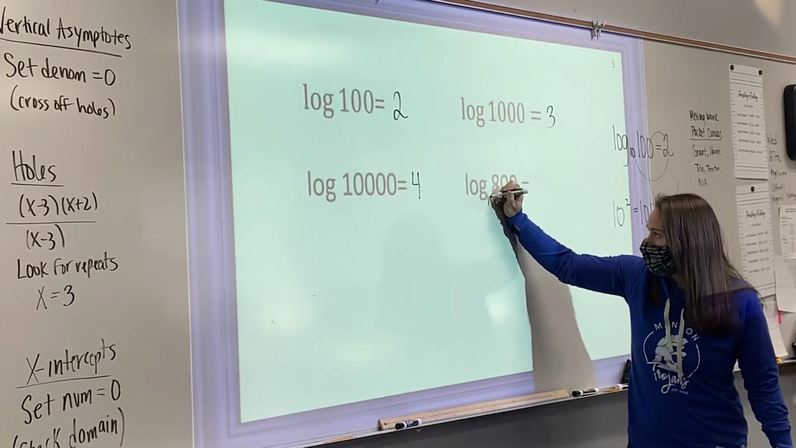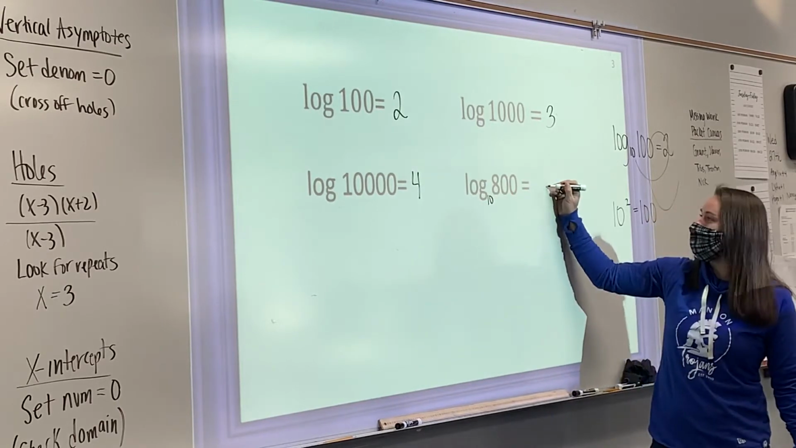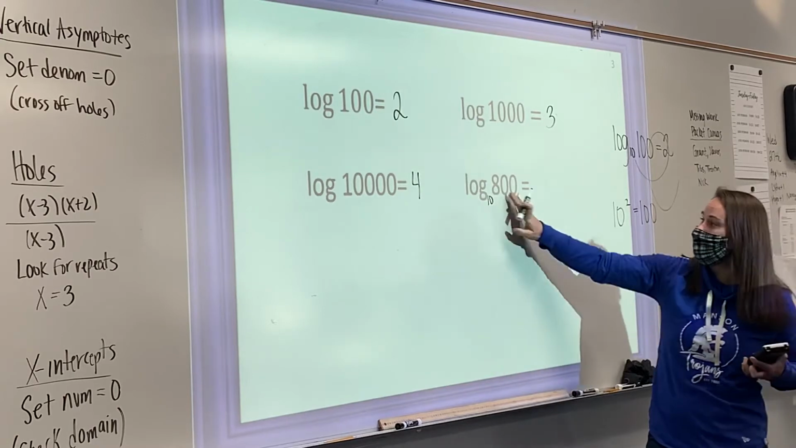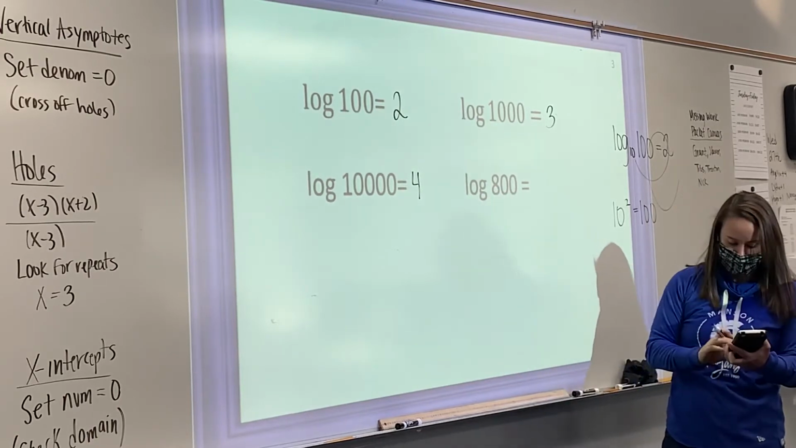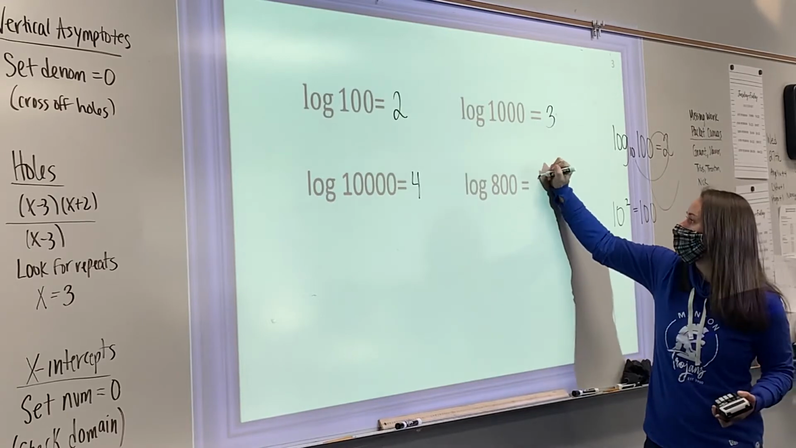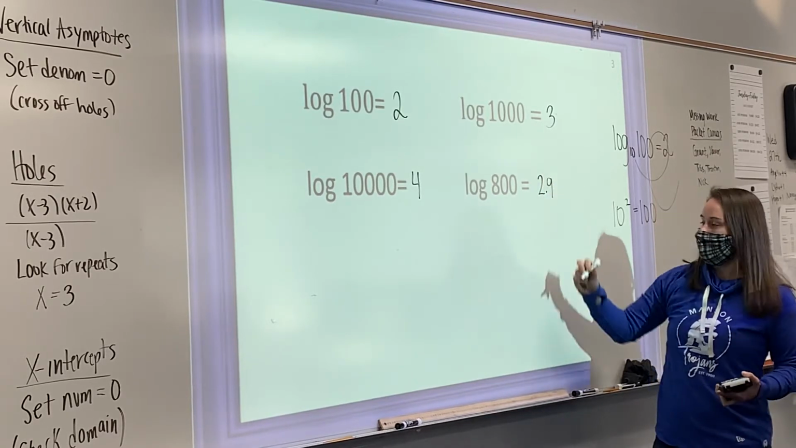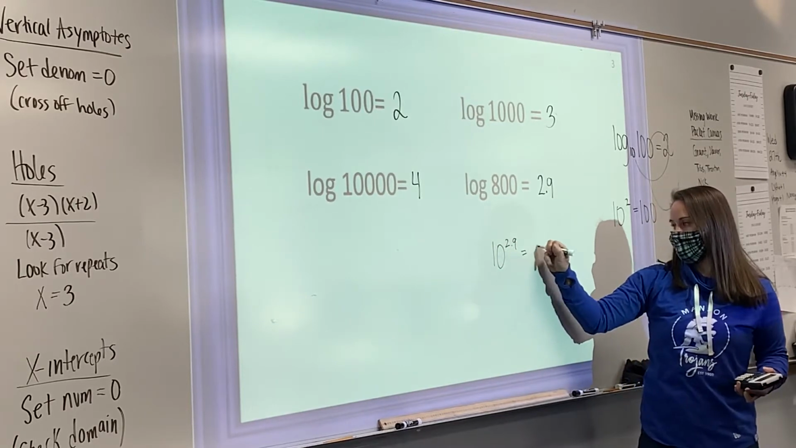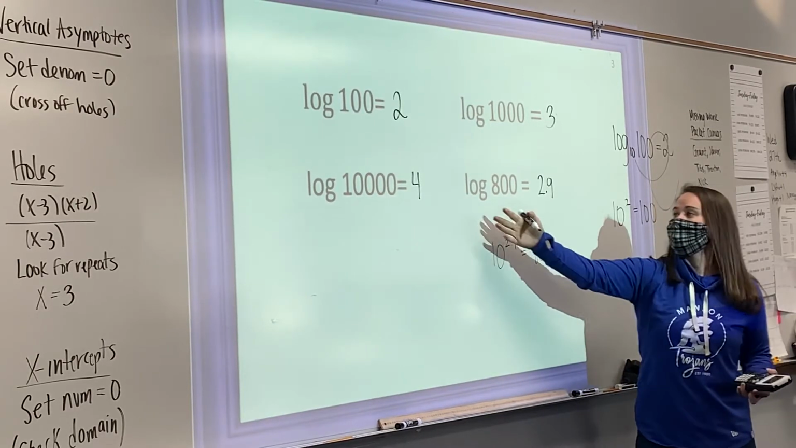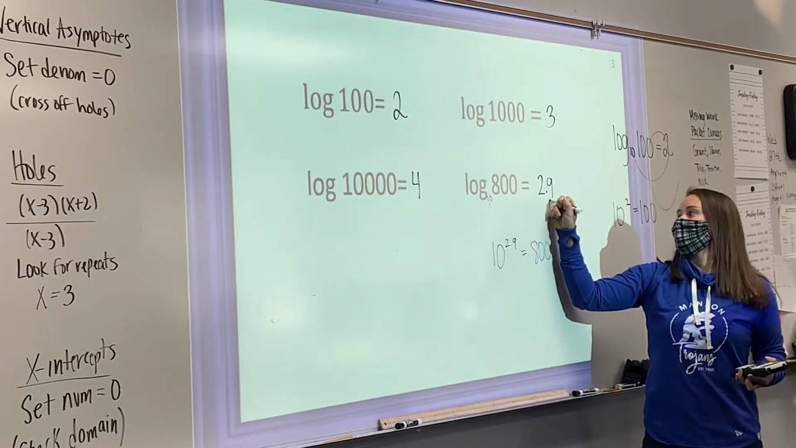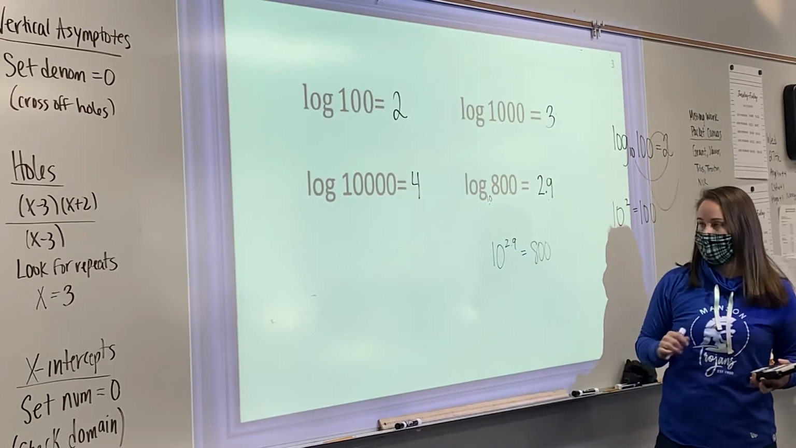This one is too hard to do. Like I have no idea. 10 to the what power is 800? This is going to be a decimal. So at this point, we go to our calculator, and what do we get for this one? 2.9. So in other words, if you did 10 to the 2.9, you would get roughly 800. That's what this statement is saying. 10 to the 2.9 equals 800.